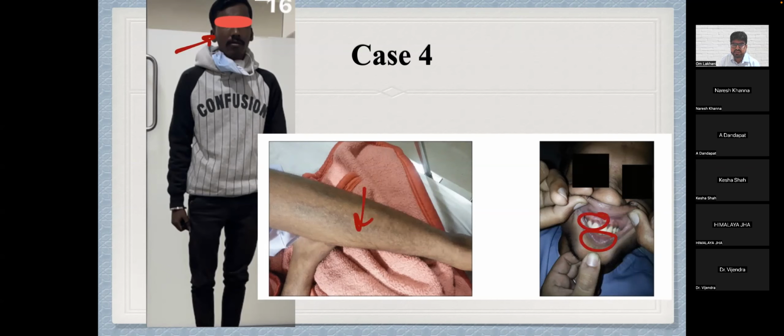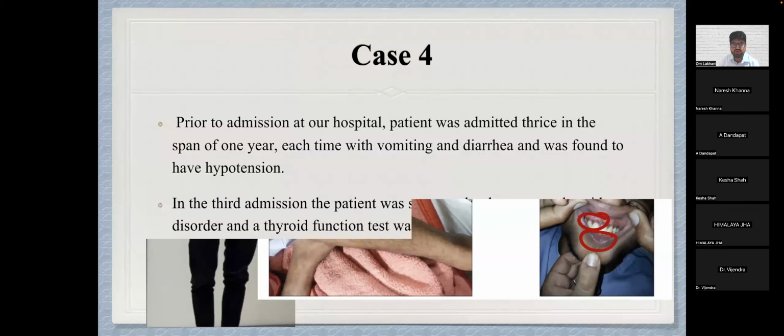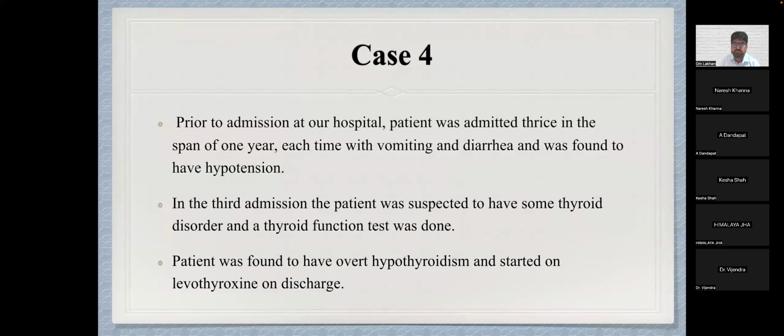So this is a patient who actually presented to us. This is the case which we had reported. Prior to the admission, the patient was admitted thrice in a span of 1 year with repeated history of vomiting and diarrhea, and was found to have hypotension each time.